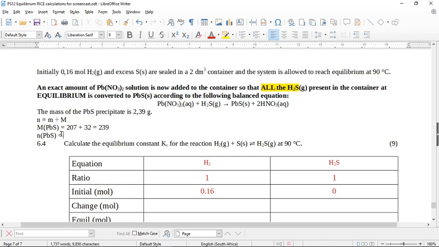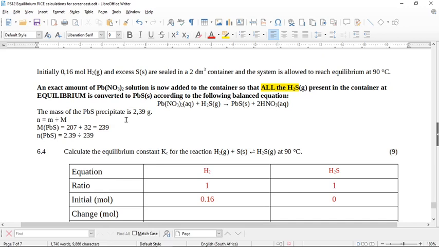So the number of moles of lead sulfide is going to be m over M, and we know how much lead sulfide was formed. It was 2.39, and this is divided by 239. Oh, look, we're on the right track here because these two numbers, you can see they have a nice mathematical relationship, and that should give you 0.01. Let me check in my calculator. Yep, I have 0.01. So there's 0.01 moles of lead sulfide.